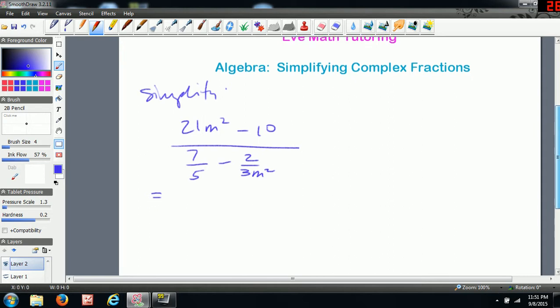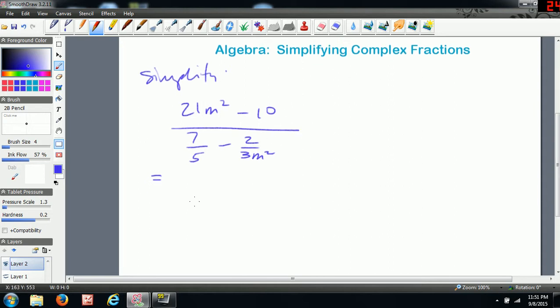To simplify something like this, what I would do first is eliminate the fraction here. In order to do that, I need to get a common denominator. So I'm going to write it as 21m squared minus 10 over. Here, my lowest common denominator is 15m squared. To get that, I just multiplied these two together to figure it out. The smallest number that divides 5 and 3 is 15. So that's where I got that.